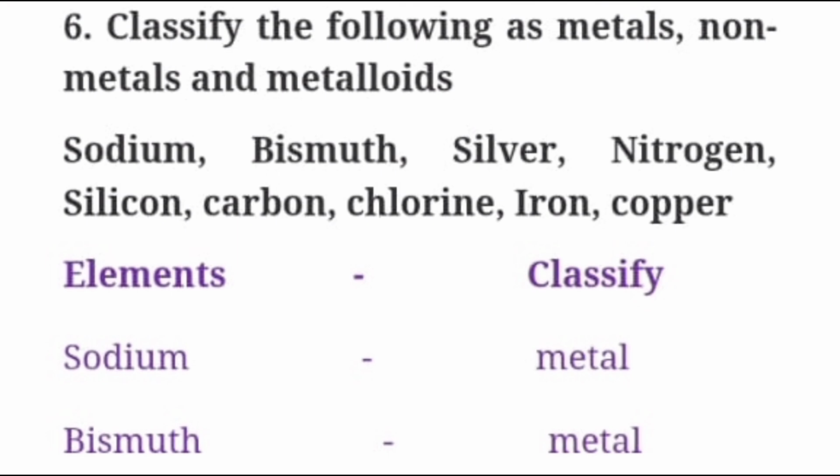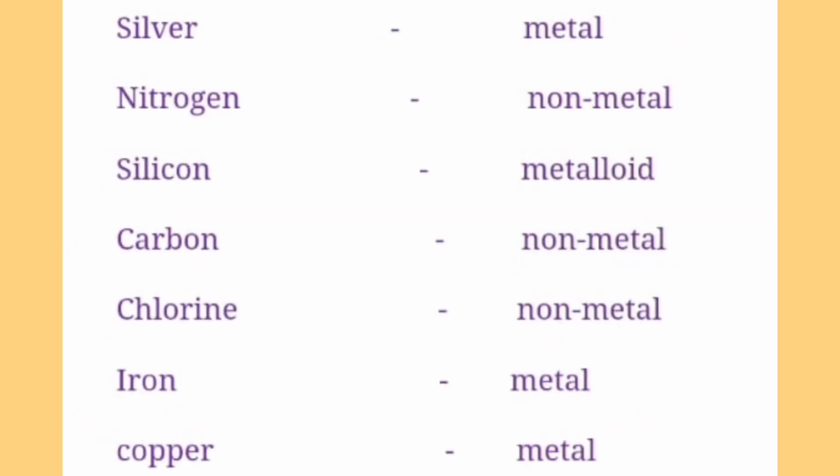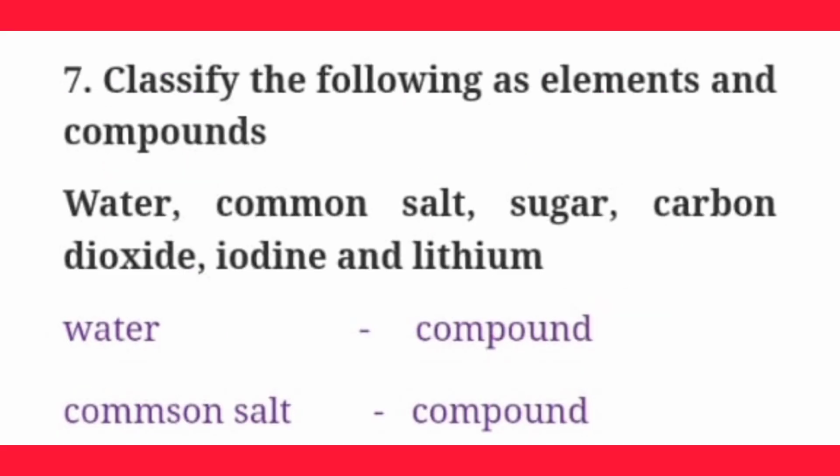6th question, classify the following as metals, non-metals and metalloids. Sodium, bismuth, silver, nitrogen, silicon, carbon, chlorine, iron, copper. Sodium metal, bismuth metal, silver metal, nitrogen non-metal, silicon metalloid, carbon non-metal, chlorine non-metal, iron metal, copper metal.